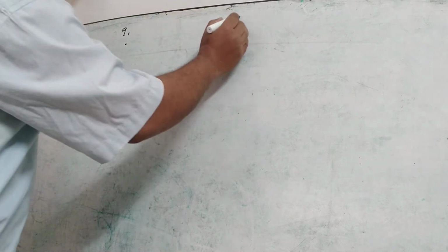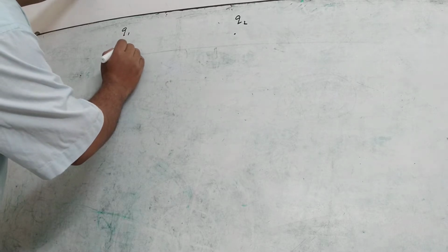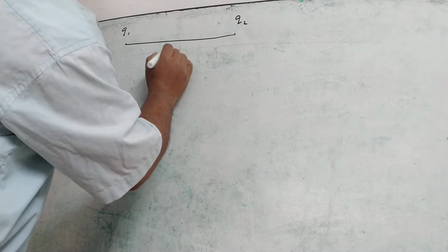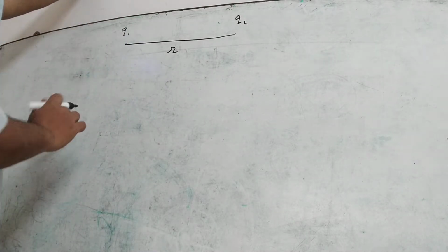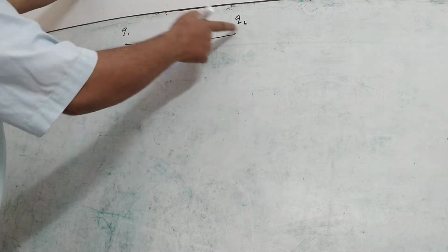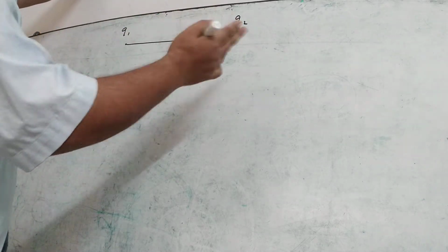Now, I am discussing Coulomb's theorem. Let us consider two point charges Q1 and Q2. The two point charges are separated by a distance r. We consider that these two point charges are similar types of charges. Then the two point charges repel each other.